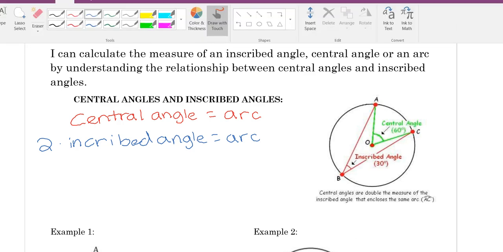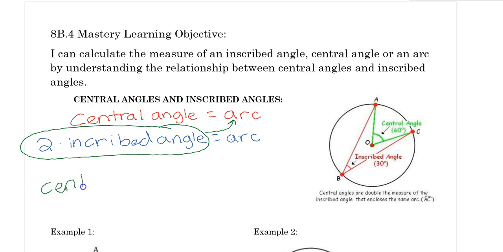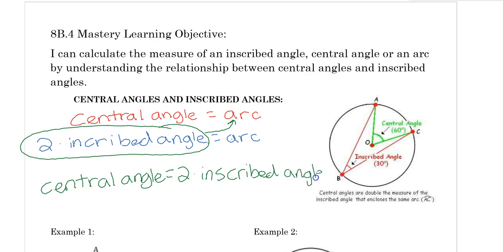So with this, I can say, right, I'm going to take this inscribed angle, which is equal to this arc, and plug it in there. Since it's equal to the arc, I can replace arc with that. Okay, that substitution. So we say the central angle is equal to 2 times the inscribed angle. Okay, it comes from here. Central angles are double the measure of the inscribed angle of the same arc.